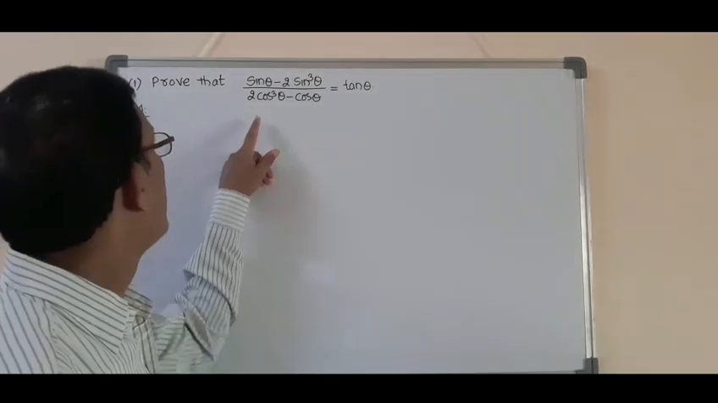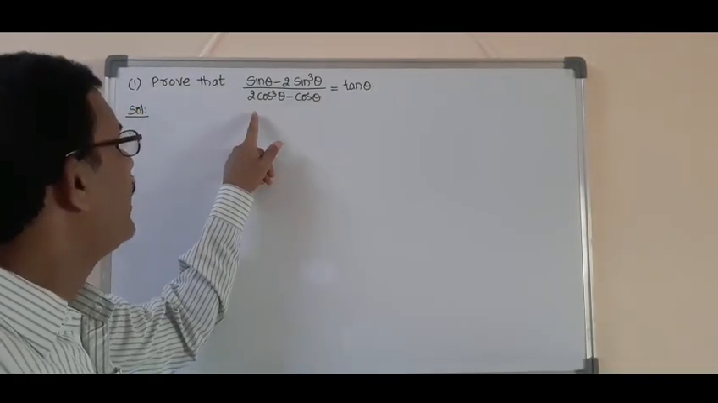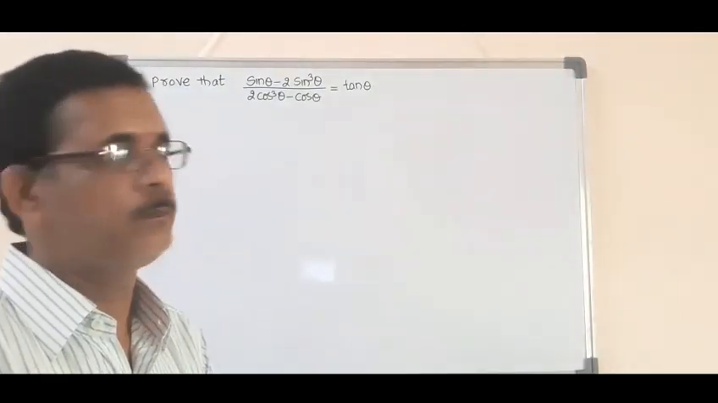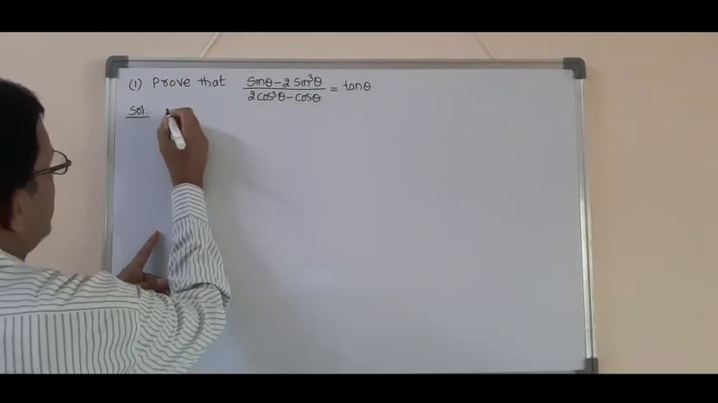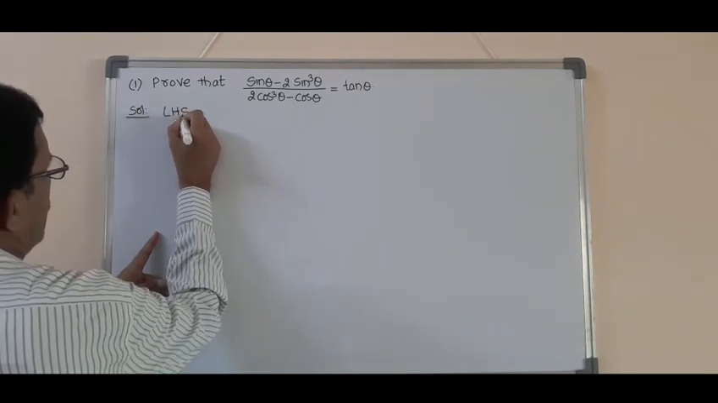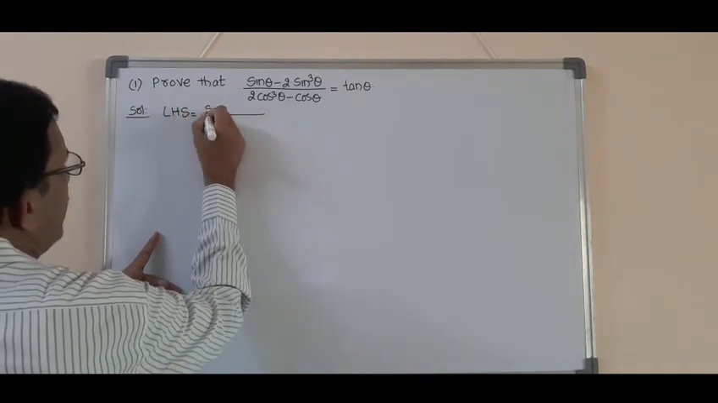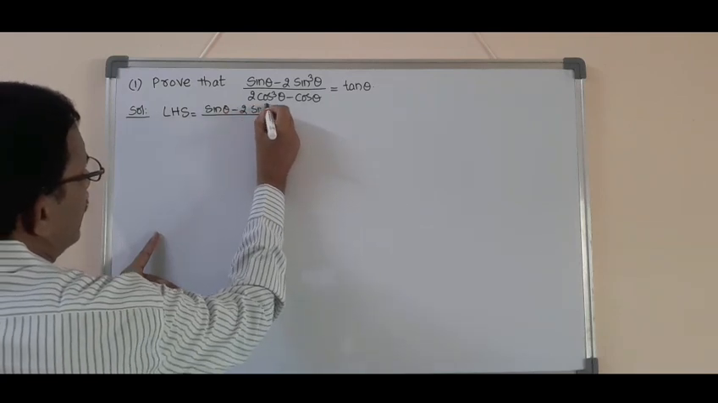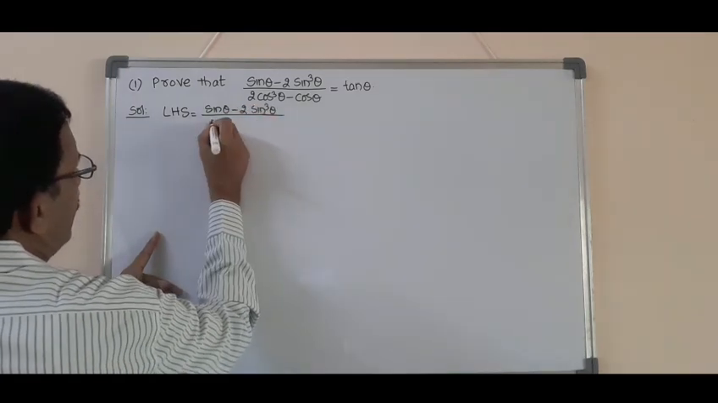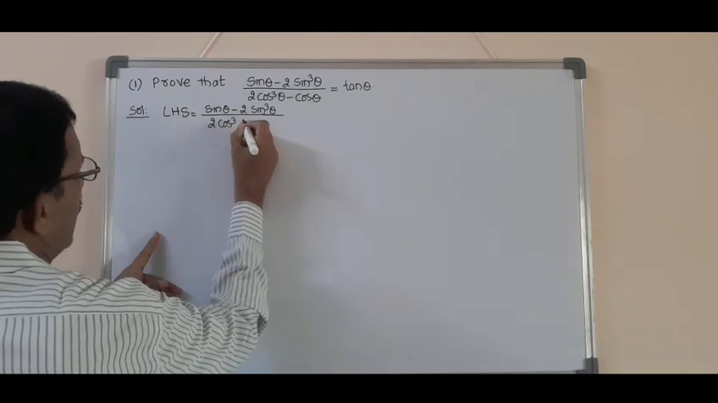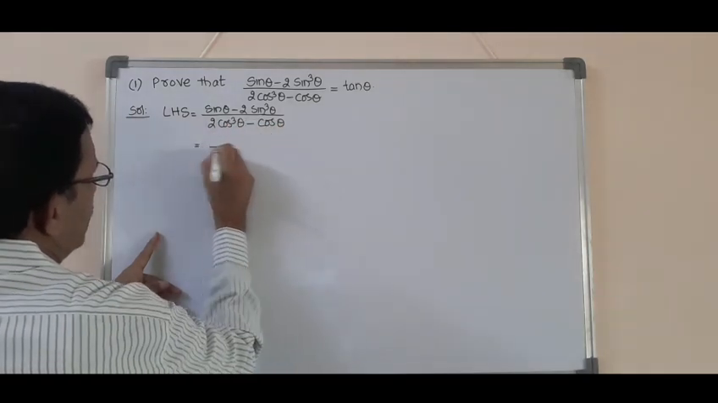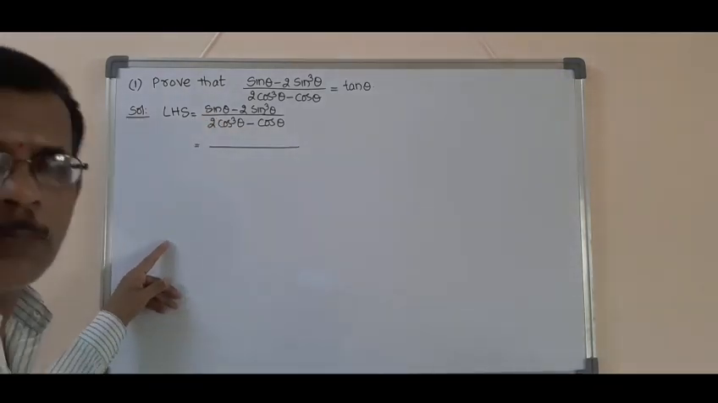Prove that (sin theta minus 2 sin cube theta) by (2 cos cube theta minus cos theta) is equal to tan theta. Here LHS is (sin theta minus 2 sin cube theta) by (2 cos cube theta minus cos theta). We will take sin theta common in the numerator.